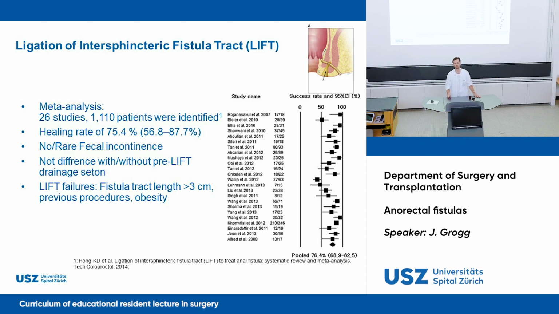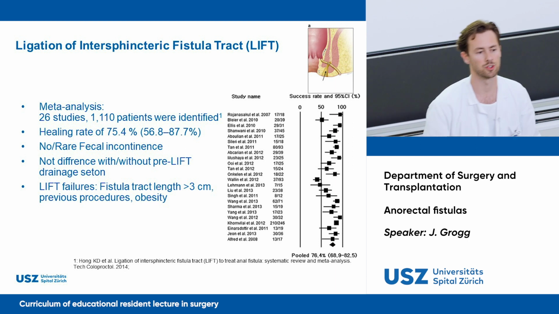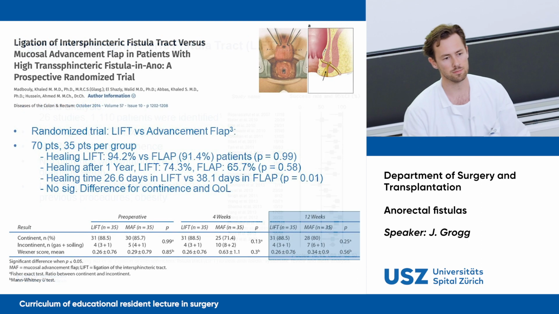Fecal incontinence is rarely stated in these patients, and actually the use of this seton drainage before the LIFT procedure could not show any difference in success rates. Factors for LIFT failures are a longer fistula tract, longer than 3 centimeters, again previous attempts in surgery, and obesity.